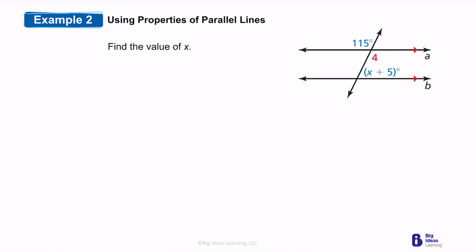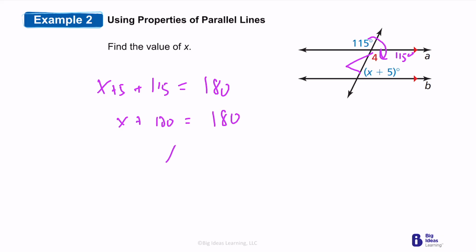So here, we want to find the value of x. And there's different ways to approach this. I'm going to show you the fast, easy way. So first, 115 and 4 are vertical. That means angle 4 is 115 degrees. Has to be. Now, we know that angle 4 and this angle down here are consecutive interior angles. So that's x plus 5 plus 115 has to equal 180 degrees. So x plus 120 has to be 180. So x has to be 60 degrees.